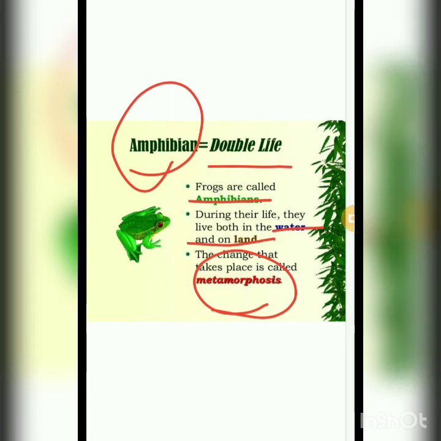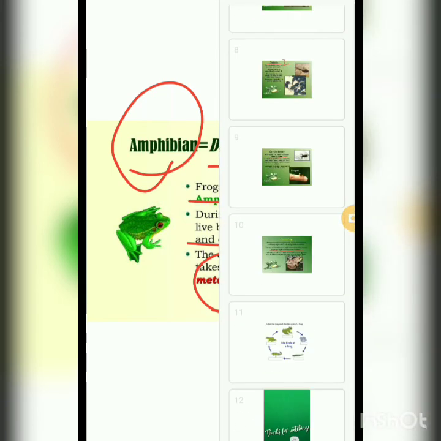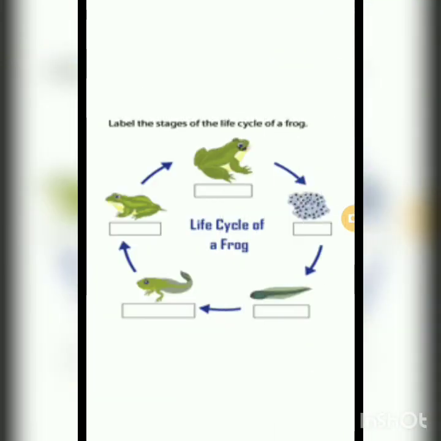Okay, so this was the life cycle of a frog which we have studied. Now this homework you have to do in your science notebook. आपको ये डायग्राम ड्रॉ करना है, ठीक है. You have to draw this diagram, that is the life cycle of a frog, and you have to label the stages of the life cycle of a frog. This diagram is to be done in your science notebook very neatly.